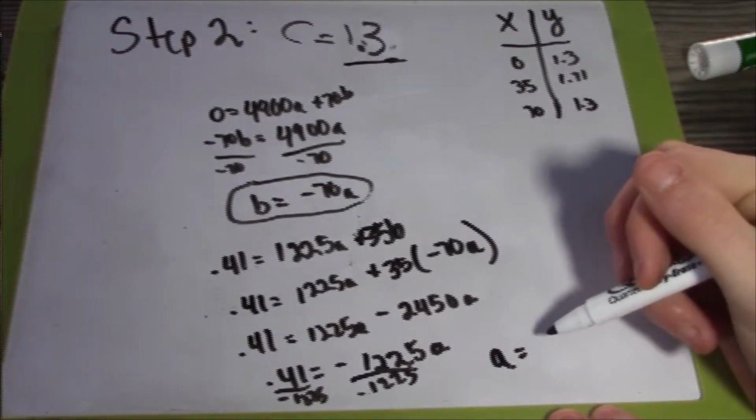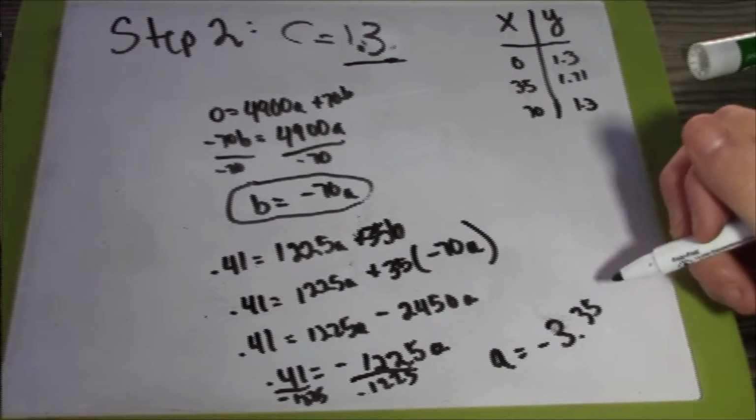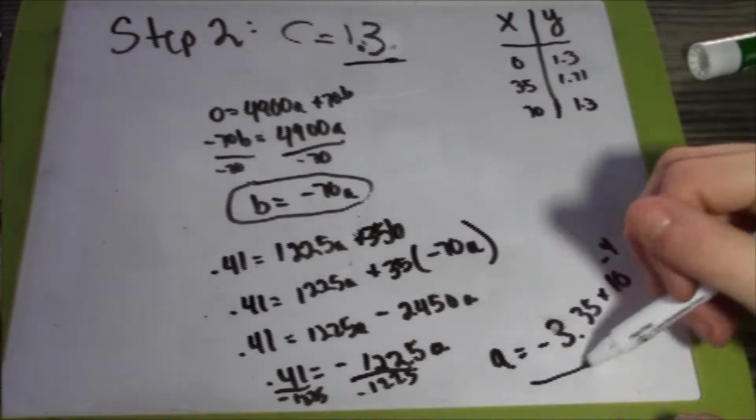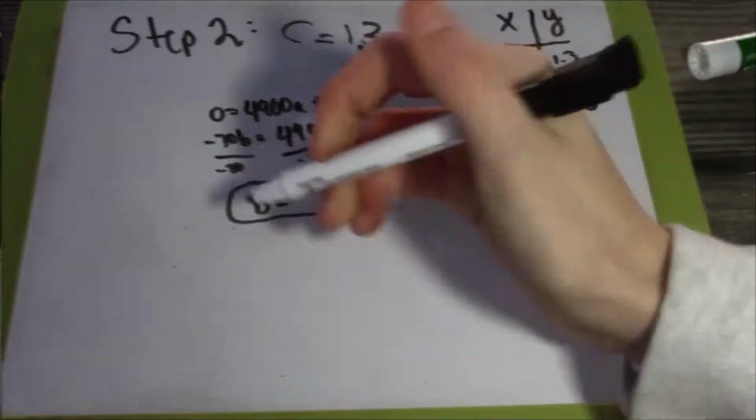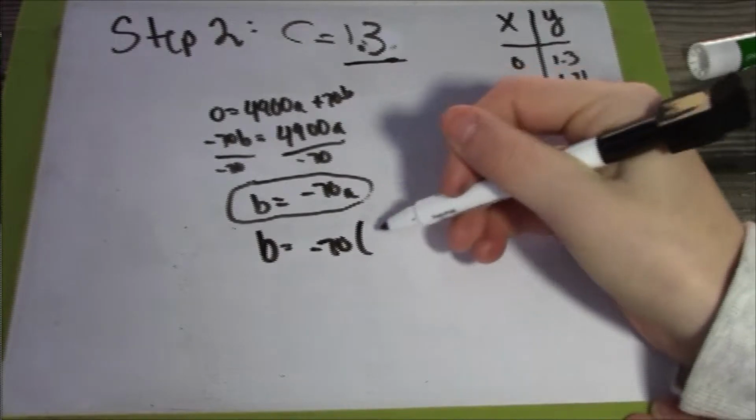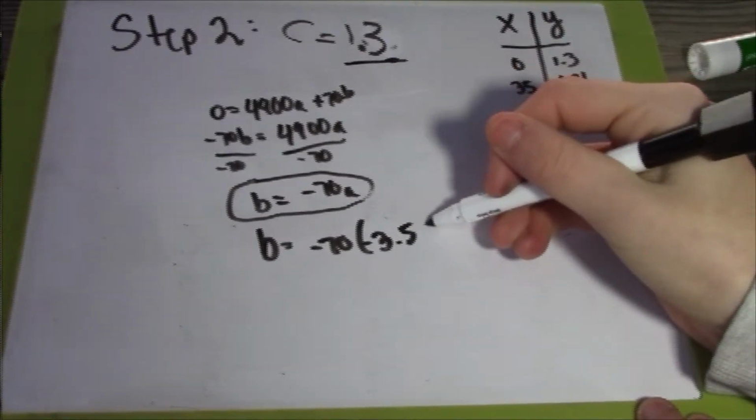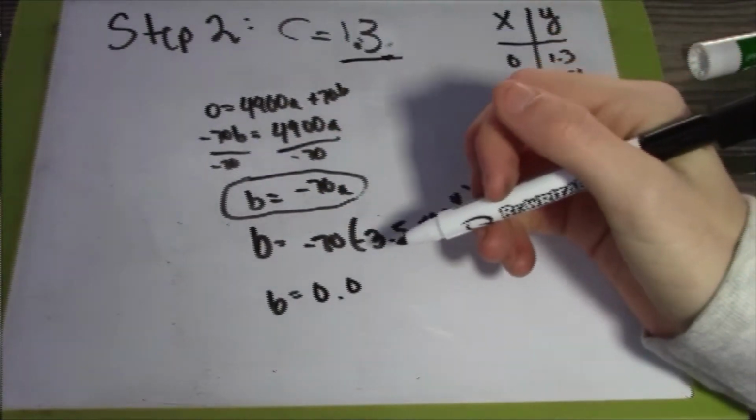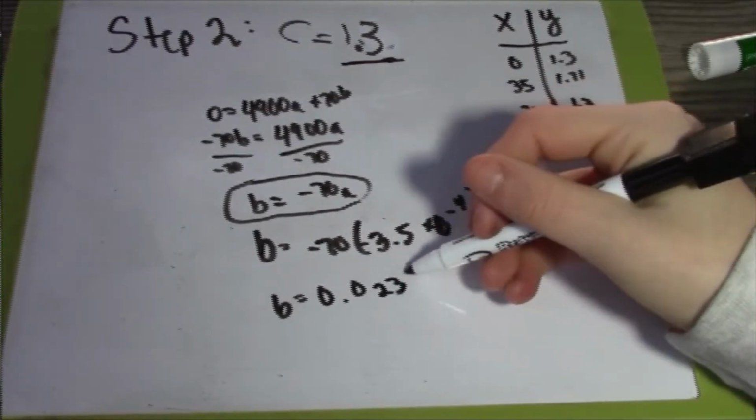a equals negative 3.35 times 10 to the negative 4th. So if b equals negative 70 times a, then plug in a. b equals 0.02345.